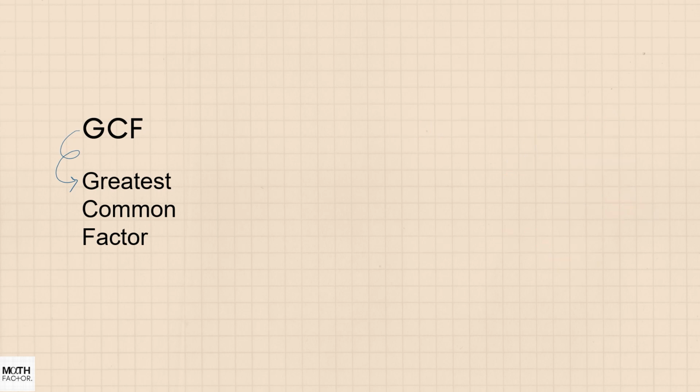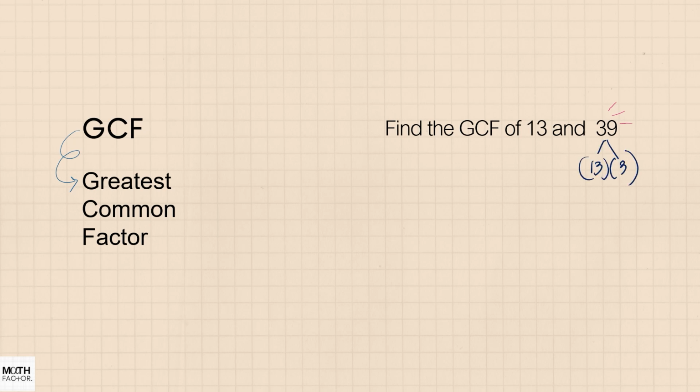Another example, find the GCF of 13 and 39. 13 is a prime number itself, so its prime factorization is just 13. Next, let us find the prime factors of 39. And the prime factors of 39 are 13 and 3. And both 3 and 13 are prime numbers. Next is to identify the common prime factors. And the common prime factor of 13 and 39 is 13. Therefore, in this case, the GCF of 13 and 39 is 13.